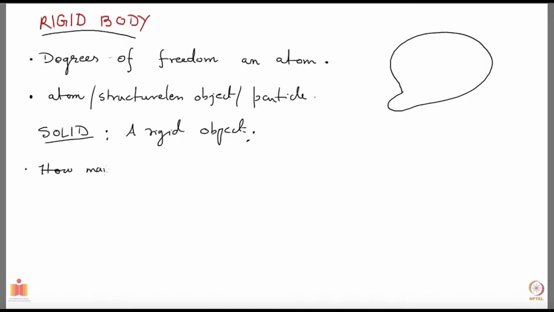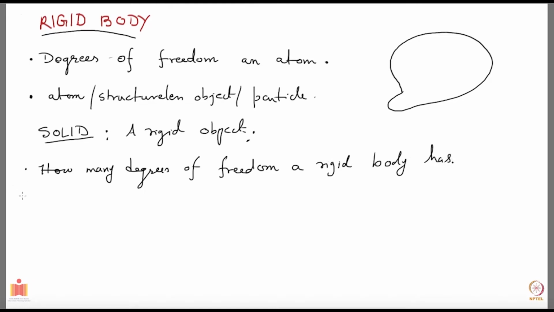How many degrees of freedom does a rigid body have? There are many ways in which you can do this, and I'm going to do it in the following manner. Suppose this is the rigid body which is given to you. The way I'm going to count the degrees of freedom is by building it up from scratch. So I'm going to assemble all the points which are in there.